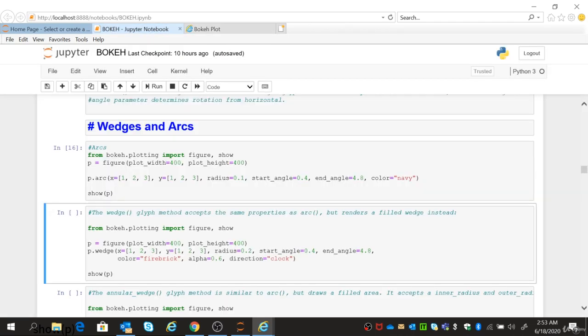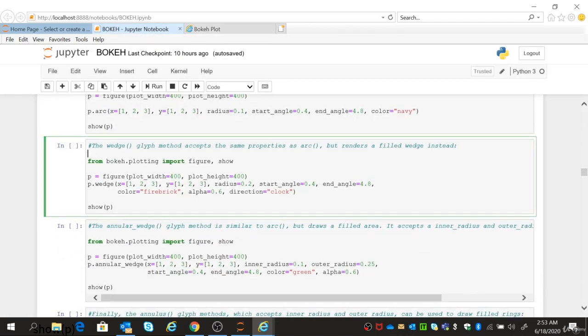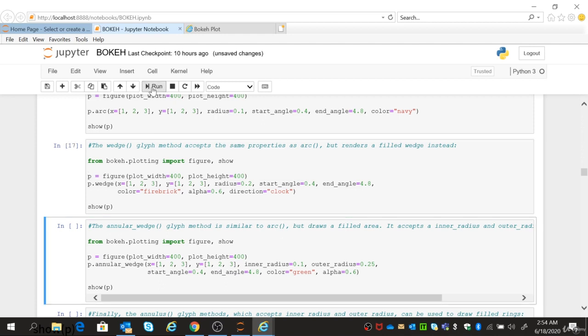Okay, and then this is for wedge. So I told you that wedge is basically a filled arc. So there are some extra parameters like direction we have given. That's an option if you want to mention direction or not. And then this alpha is an extra parameter because I want to fill this arc. So I have to tell what is the level of the darkness of the filled area. Okay, so let's see how it comes out.